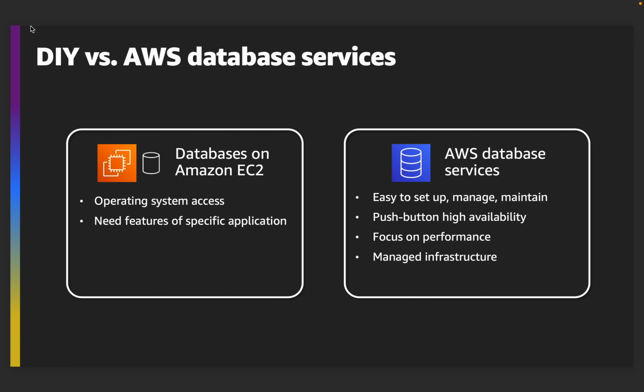So now let's talk about DIY versus AWS database service. A database on Amazon EC2 gives you operating system access, for when you need a specific feature or application. An AWS database service is easy to set up, manage, and maintain, with push-button high availability, so you can focus on performance while AWS manages the infrastructure.